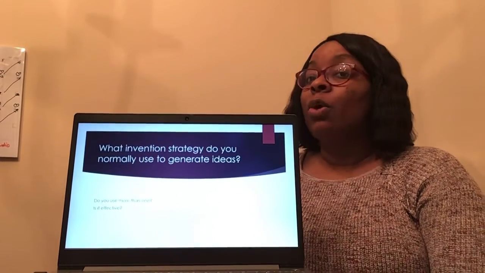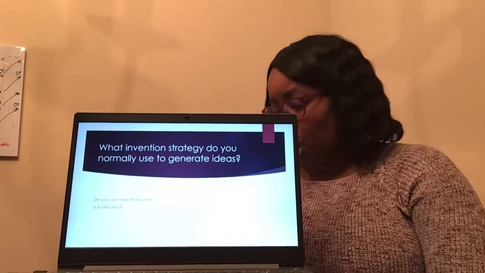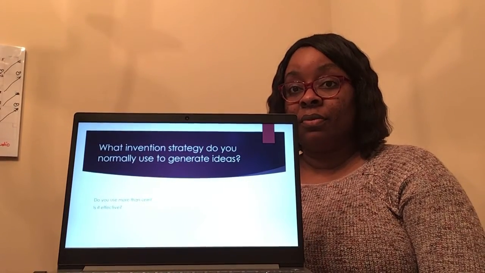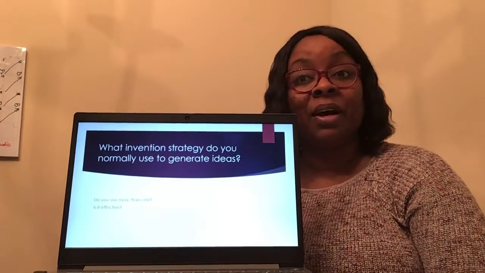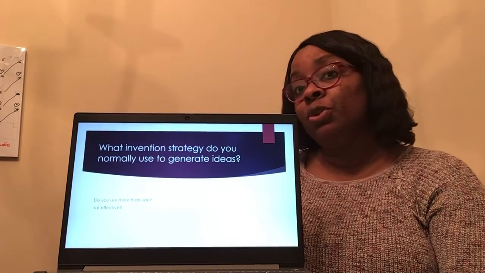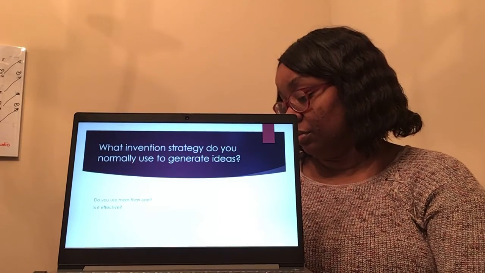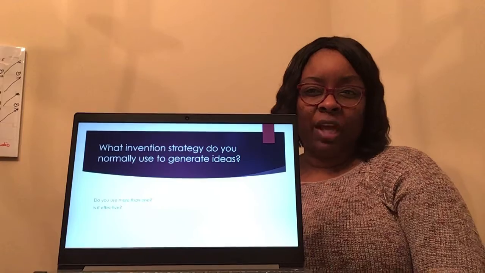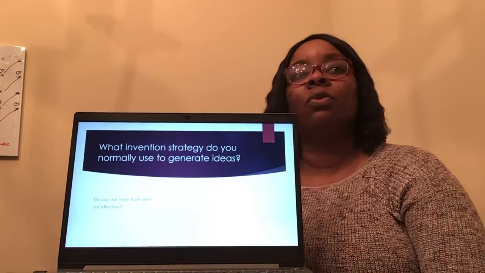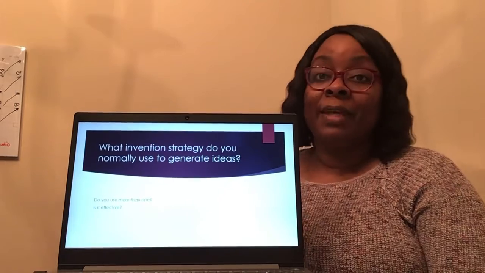Now, before we go into the 3 types of invention strategies that I want to talk about today, I want to know, what invention strategy do you normally use to generate ideas? You can just take a moment to think about that. Do you use more than one invention strategy? Is your invention strategy that you currently use effective? Are you coming up with good ideas when you're writing, or are you still struggling to generate ideas in order to begin the writing process?